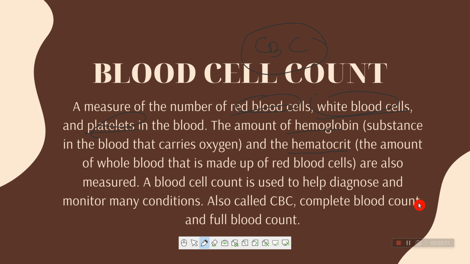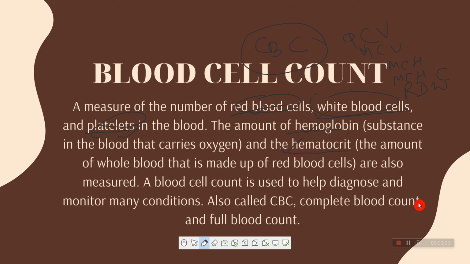So there are different parameters which come under the CBC test. Number one is the red blood cell count. Number two is the white blood cell count. Number three is the platelet count. Then there is hemoglobin concentration, and the red cell indices such as MCV, MCH, MCHC, and the RDW, which is called red cell distribution width. It also consists of hematocrit, which is your PCV, packed cell volume. So all these parameters come under the CBC test.